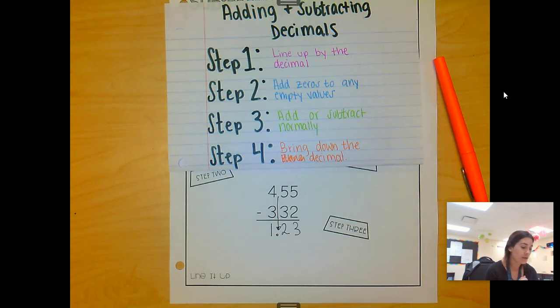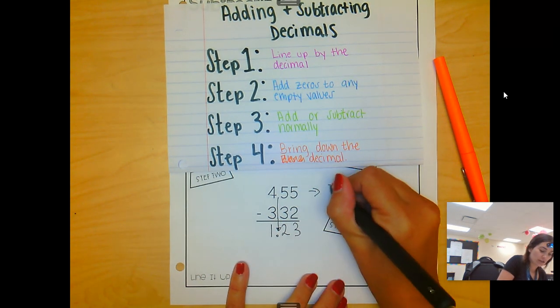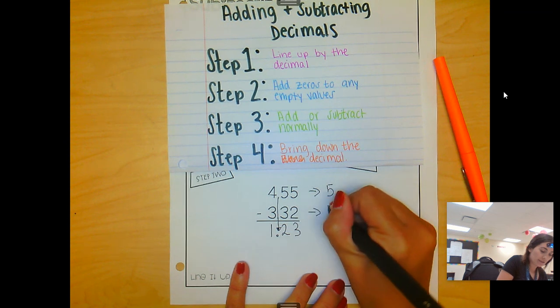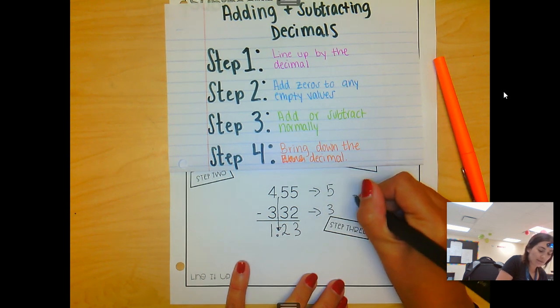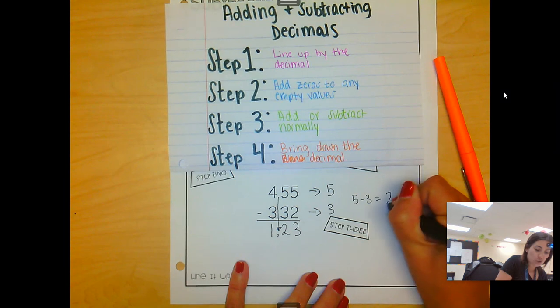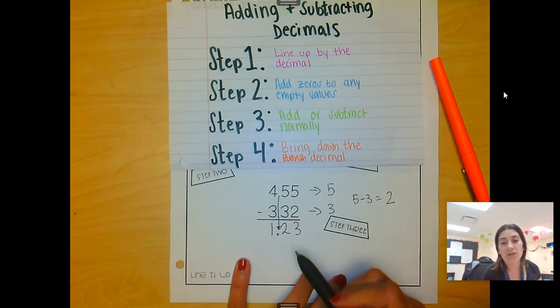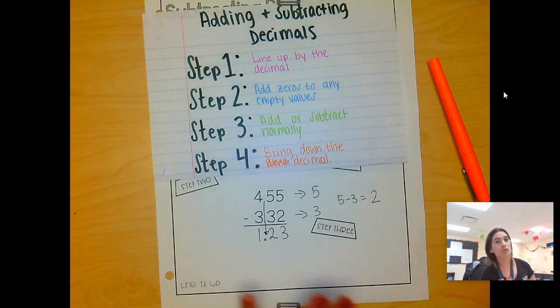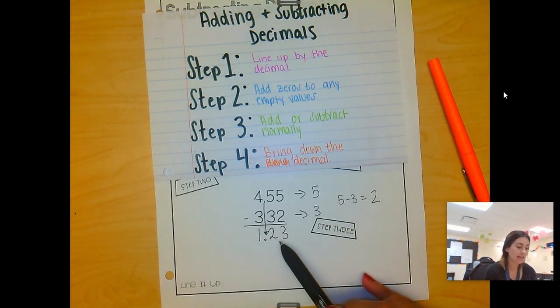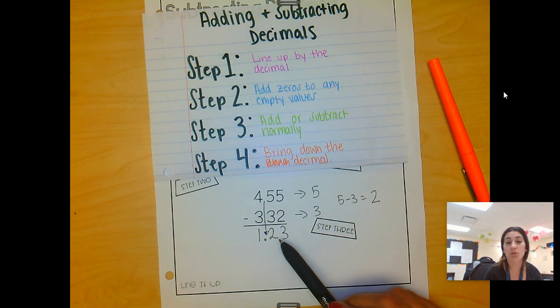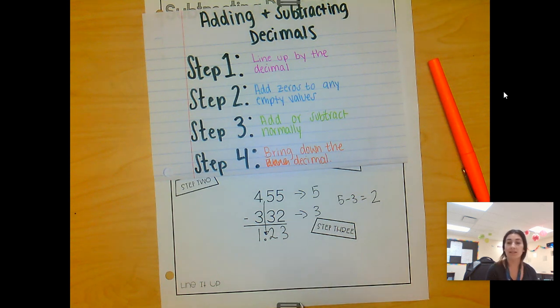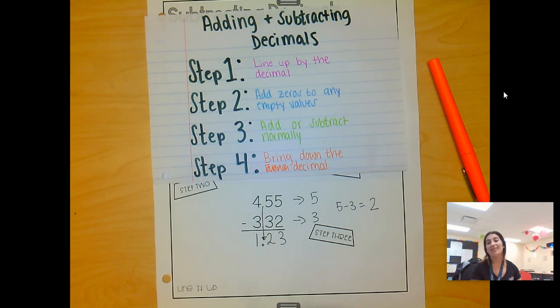If you want to check your work using estimation, you could say that this is close to the number 5, this is close to the number 3, so if we did 5 minus 3, we would get 2. And the number 1 and 23 hundredths is pretty close to 2, so you know that you probably did it correctly. Let's say you accidentally put the decimal over here behind the 2 and you got 12 and 3 tenths. You would say, I think I may have done something incorrectly. My decimal may not be in the right place. So that is how you add or subtract with decimals.